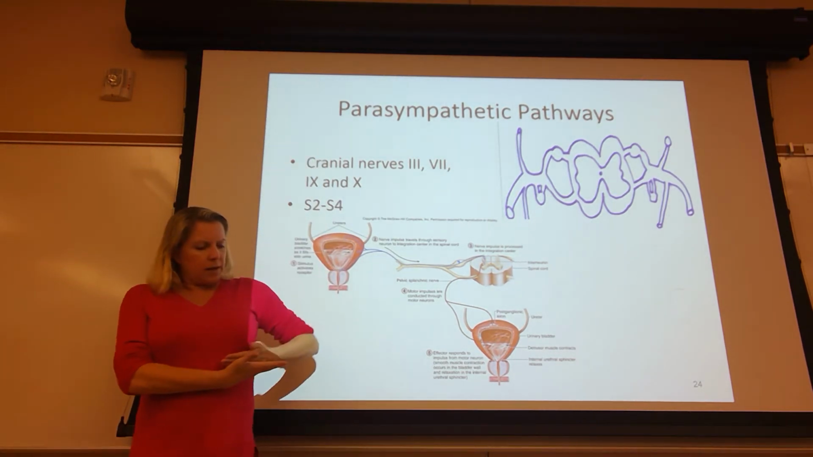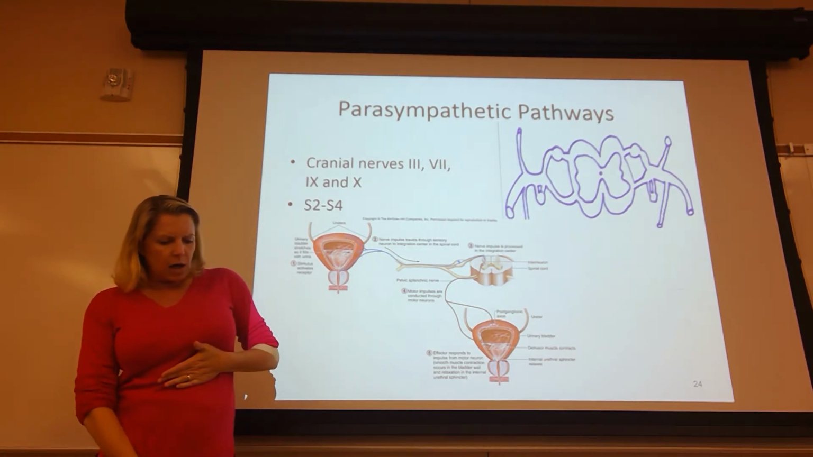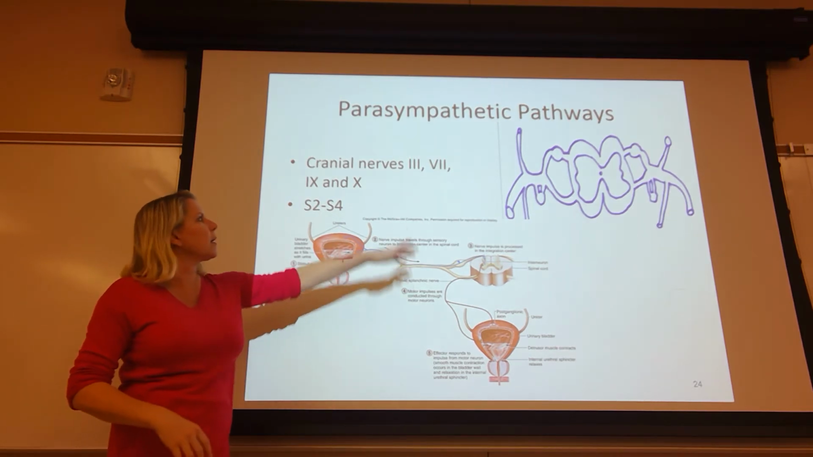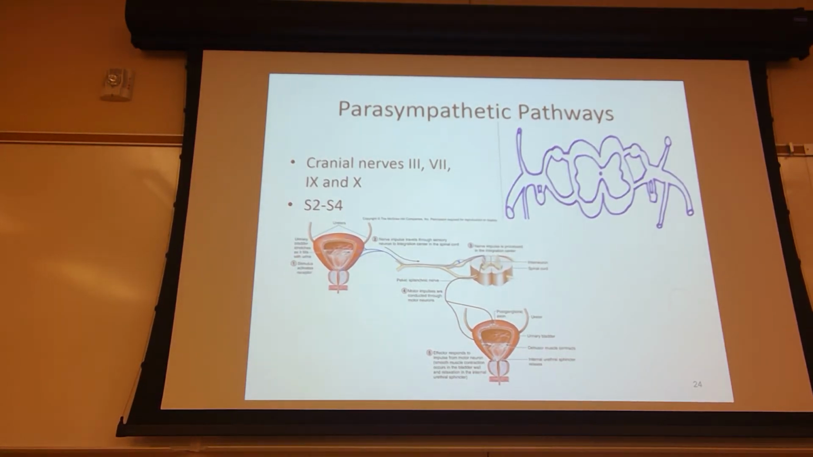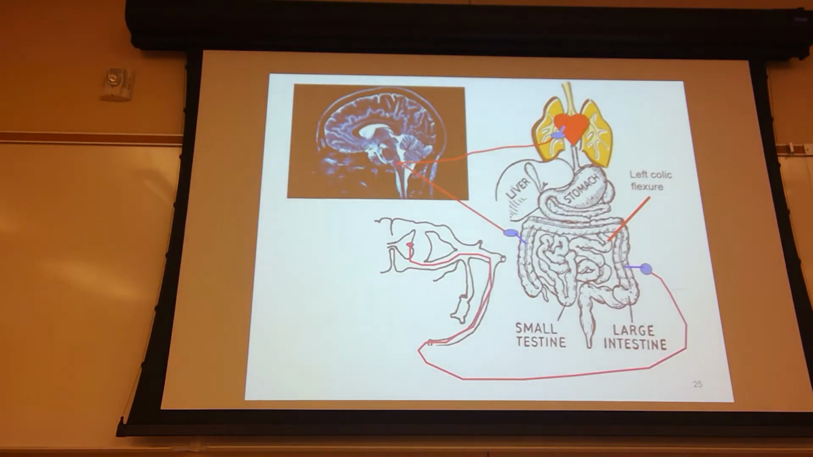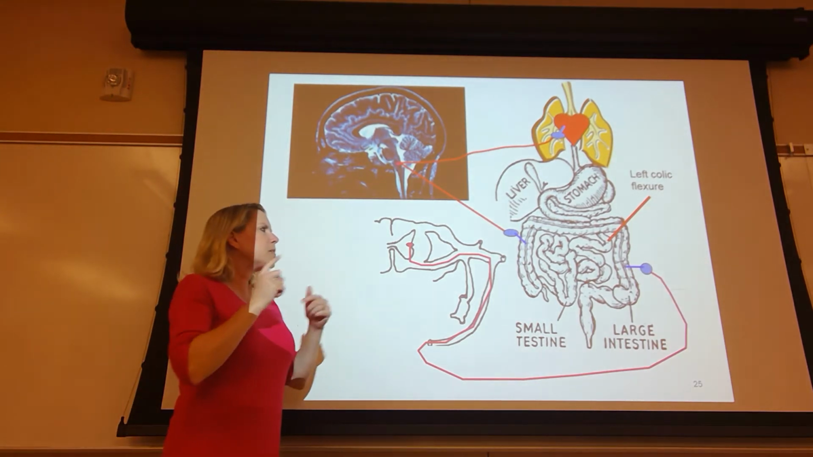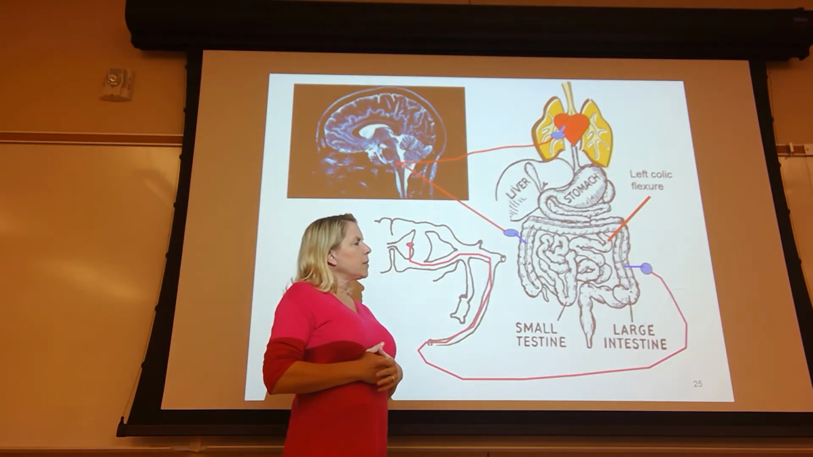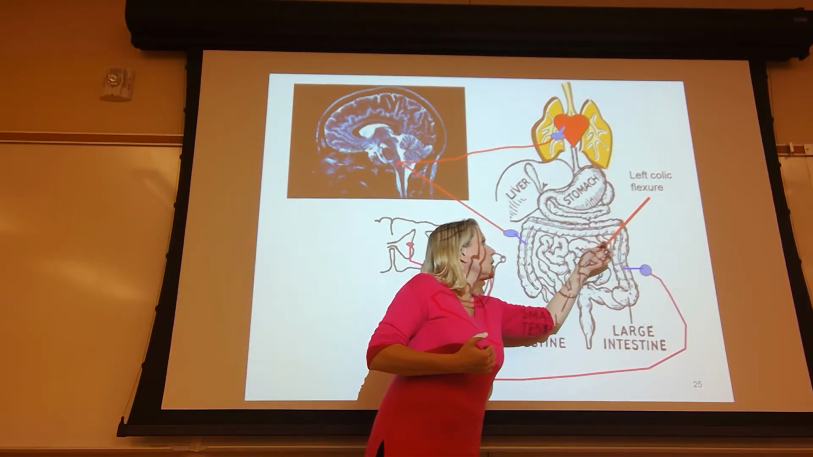So anything from the left colic flexure up, you should be thinking cranial nerves. Anything from the left colic flexure to the appendix down this quadrant, you should be thinking sacral equivalents, S2, S3, S4 pathways. Parasympathetic pathways to the heart, to the viscera of the abdominal and thoracic cavity, versus the viscera that are below the left colic flexure.